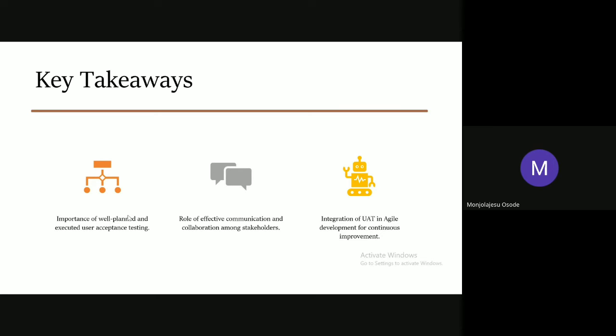And then the last one is integration of UAT in agile development for continuous improvement, right? So you want to do this at every point you need to launch a version of your product. You want to integrate it into it. You don't want to be like, should we have tested these new features? They are working, right? Yeah, let's just move on. Let's just ship it. You just need to do the proper testing.